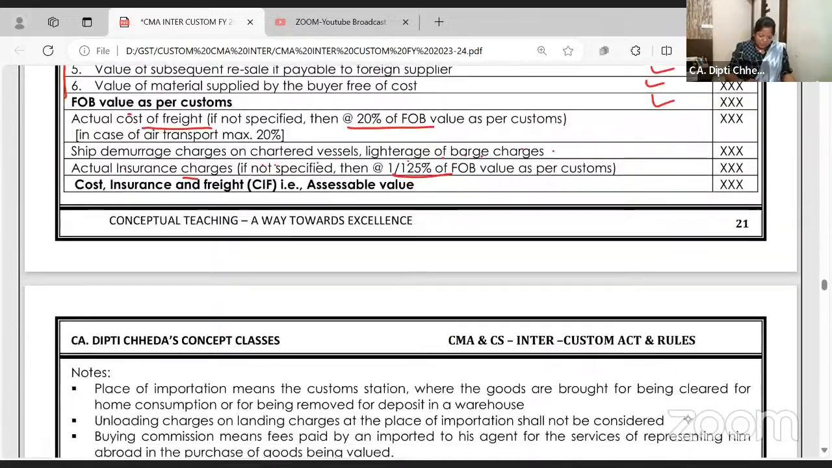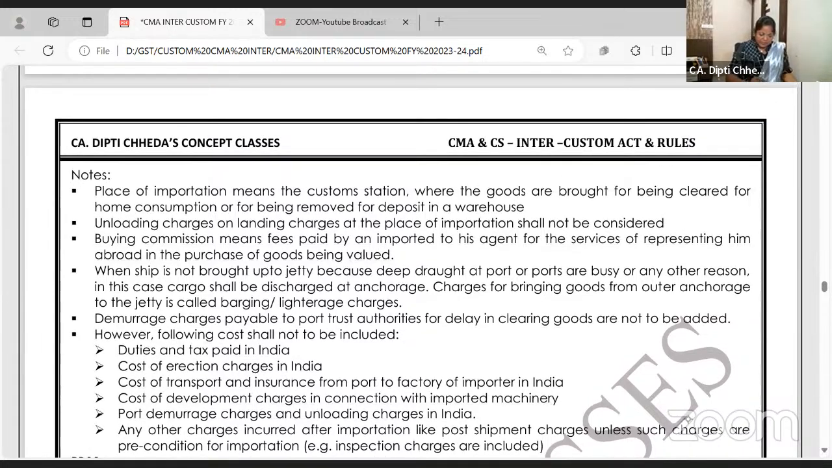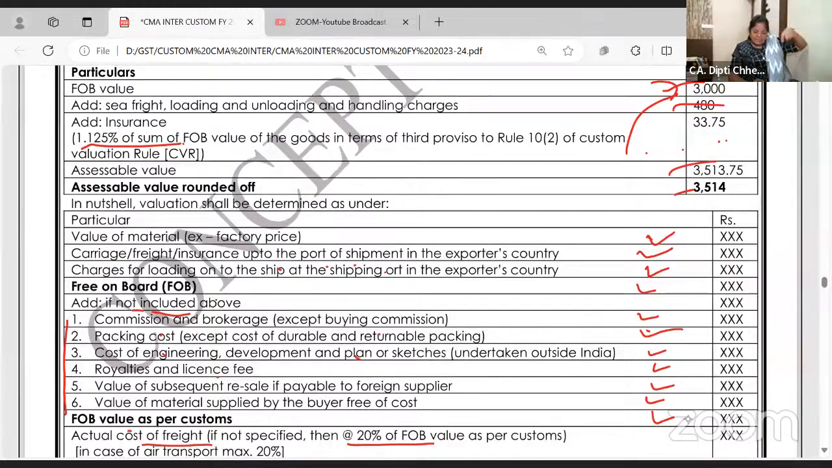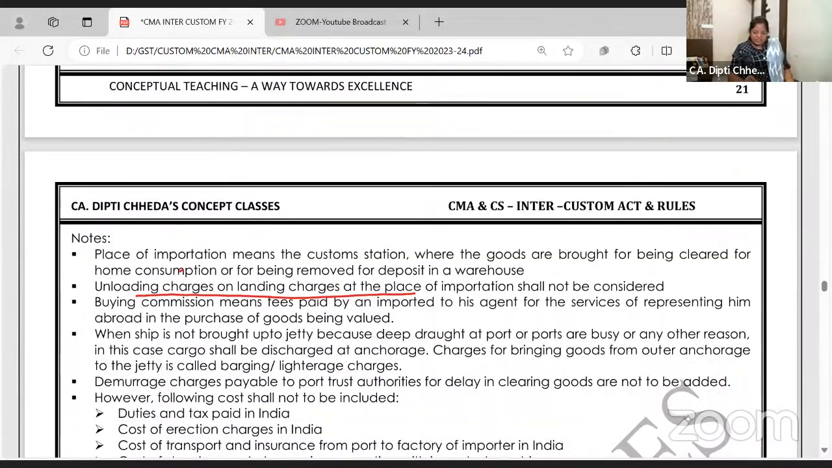Did all of you follow? See, the meaning and all will be clear from these pointers. Place of importation means the customs station where the goods are brought for being cleared for home consumption. Unloading charges or landing charges at the place of importation shall not be considered. Loading charges you have taken, ma'am, you took just now, those were in his country, loading in the ship. But unloading charges or landing charges at the place of importation will not be taken, because you have to pay import duty on import. After coming to the port, the remaining charges are not taken.